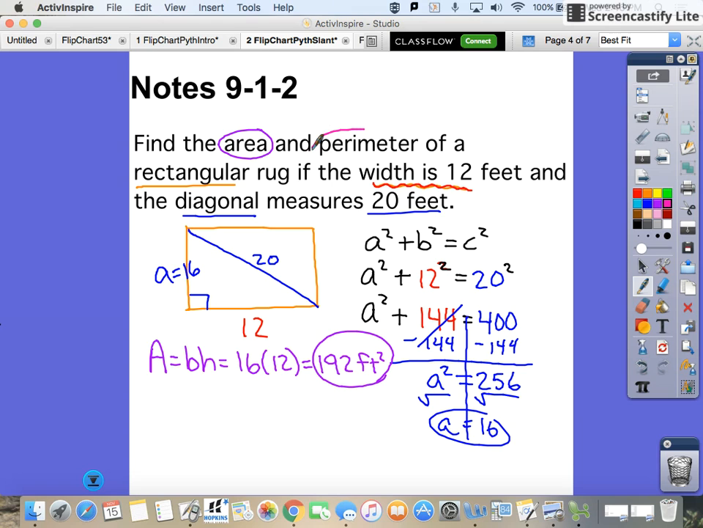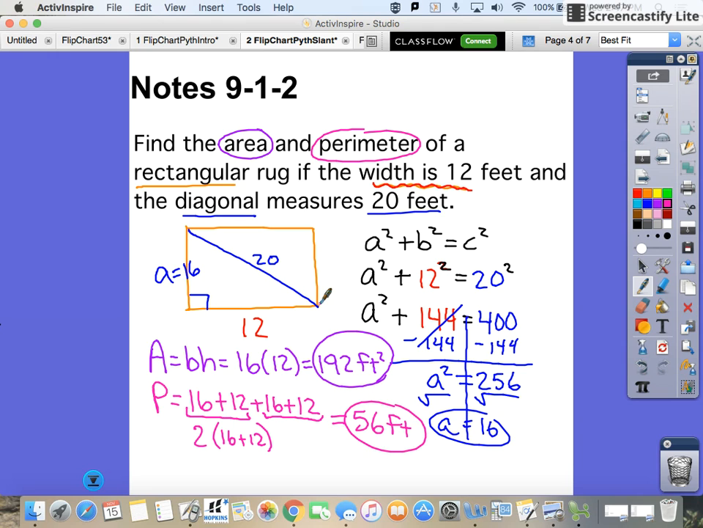And then we need to know the perimeter. There's a couple ways we can do this, but we can do 16 plus 12 plus 16 plus 12, or, because we did that twice, we can do 2 times 16 plus 12. This is 28, and 28 twice is 56. So that means the distance around it is 56 feet. It's a huge rug.